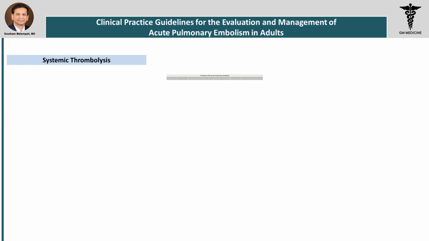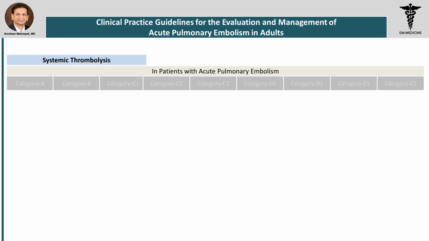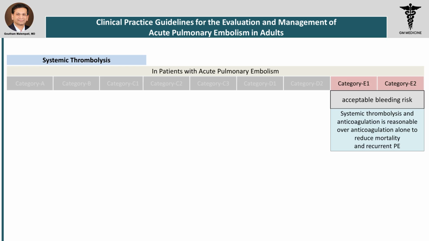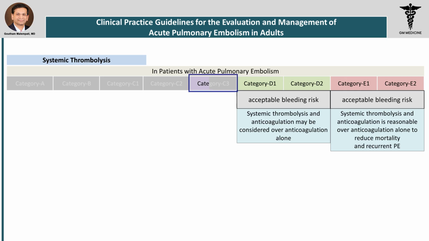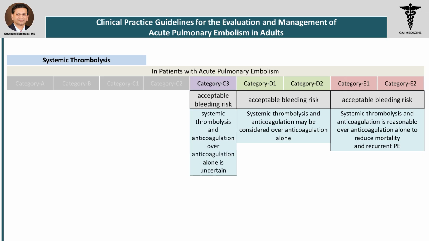Systemic thrombolysis. In patients with acute pulmonary embolism, categories E1, E2, and acceptable bleeding risk, systemic thrombolysis and anticoagulation is reasonable over anticoagulation alone to reduce mortality and recurrent PE. In patients with acute pulmonary embolism, categories D1 and D2, and acceptable bleeding risk, systemic thrombolysis and anticoagulation may be considered over anticoagulation alone. In patients with acute pulmonary embolism, category C3, and acceptable bleeding risk, the use of systemic thrombolysis and anticoagulation over anticoagulation alone is uncertain.